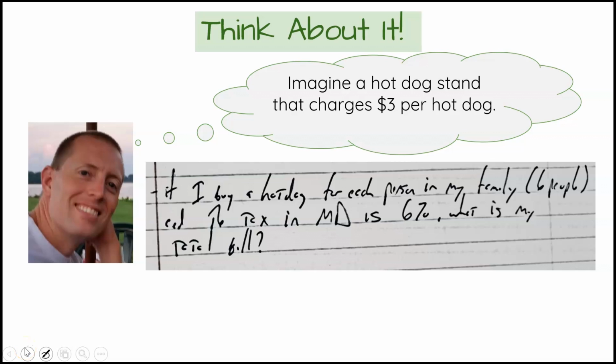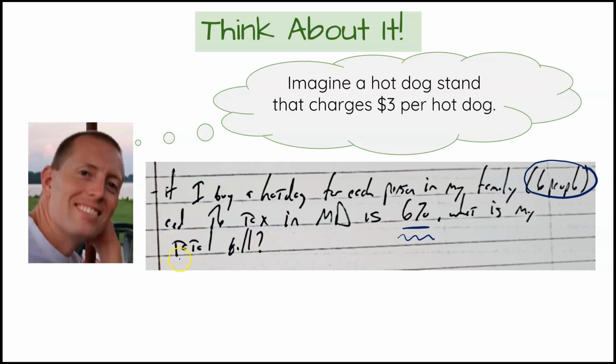It's going great. So what is your question about the hot dog stand that charges $3 per hot dog? Well, I wanted to know what my total bill would be if I wanted to buy each person in my family a hot dog. Then I remembered that there's a 6% sales tax in Maryland. So my question is, if I buy a hot dog for each person in my family, 6 people, and the tax in Maryland is 6%, what will my total bill be?